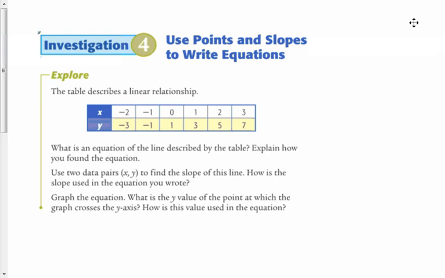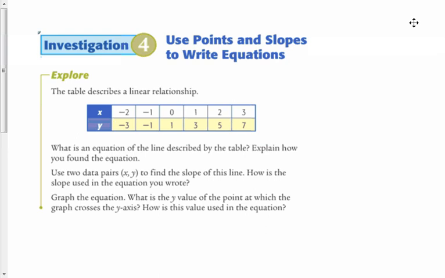We're going to learn how to write the equation of a line if we're given just a little bit of information, like if we're given the slope and 1 point on the line, or if we're given 2 points on the line. So just the fact that we know that these relationships are linear gives us a whole lot more information.